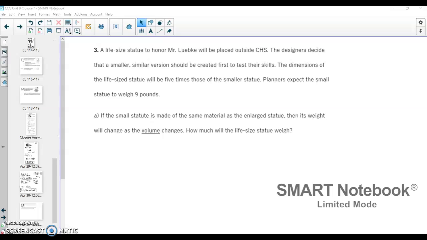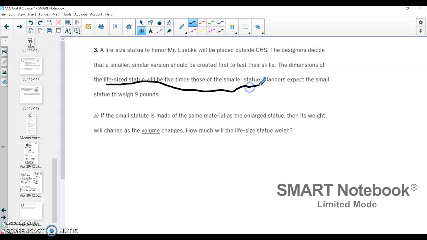Problem number 3: in a shocking turn of events, they decided to build me a statue outside of CHS. That's awesome. The designer decided to make a smaller version first to test their skills. The dimensions of the life-size statue will be 5 times those of the smaller statue. That's really important information right there. So the dimensions of the life-size statue will be 5 times that of the smaller statue. Wow, that underlining is terrible.